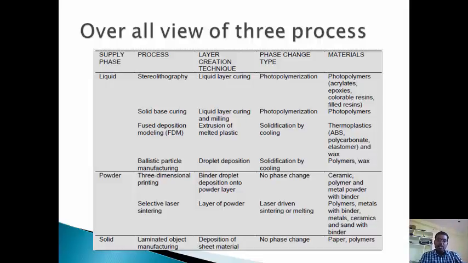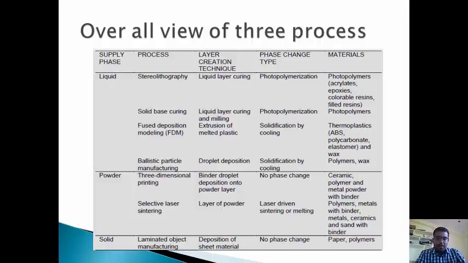Similarly, for the second process, the powder base, three-dimensional printing deposits binder droplets on the powder layer. No phase change occurs, and the materials are ceramics, polymers, and metal powders with binders. Selective laser sintering is formed by layers of powder, where a laser sinters or melts polymers and metals with binders.